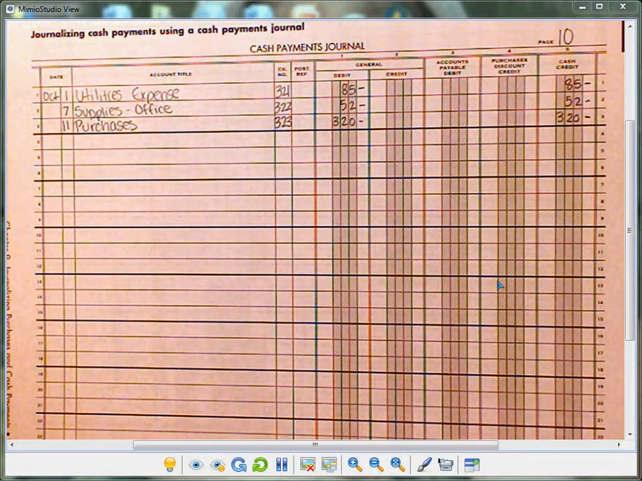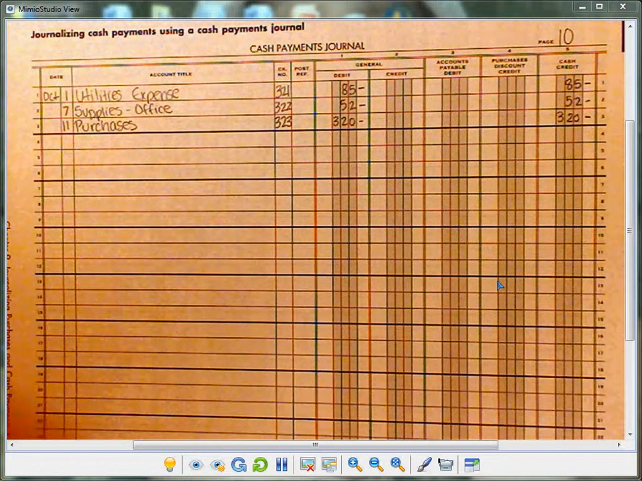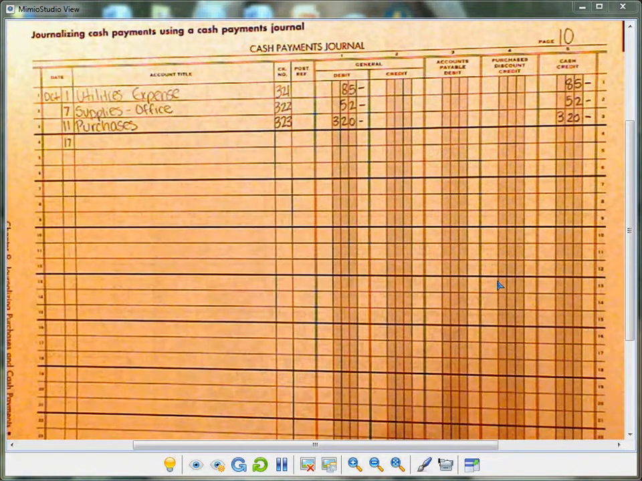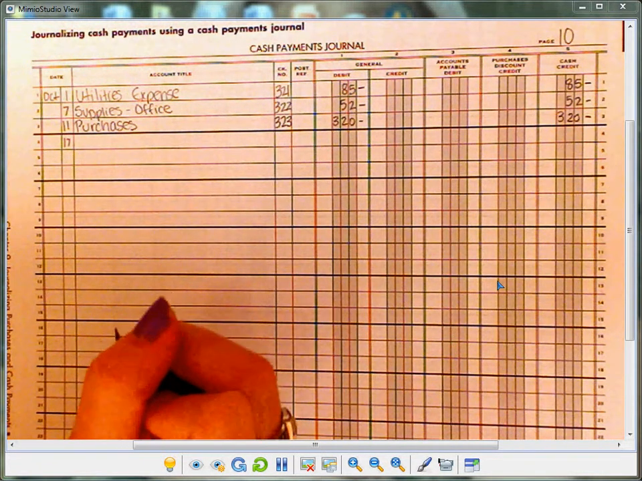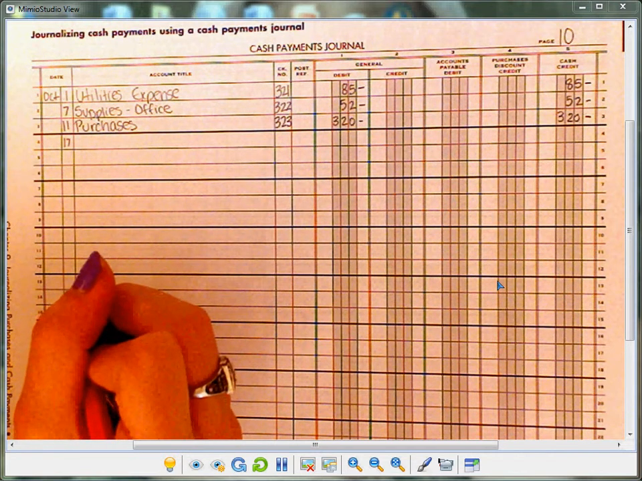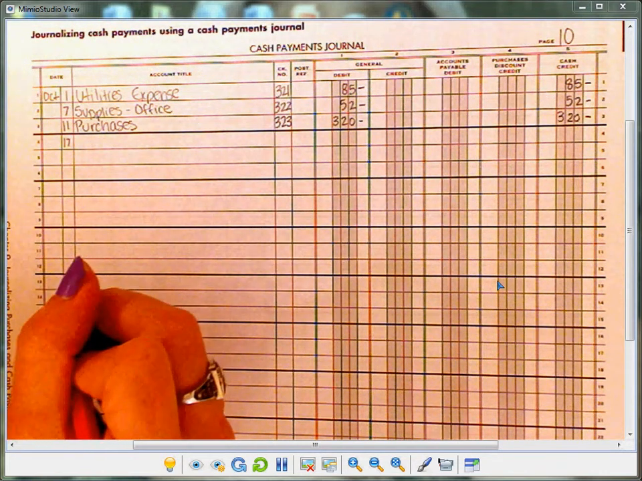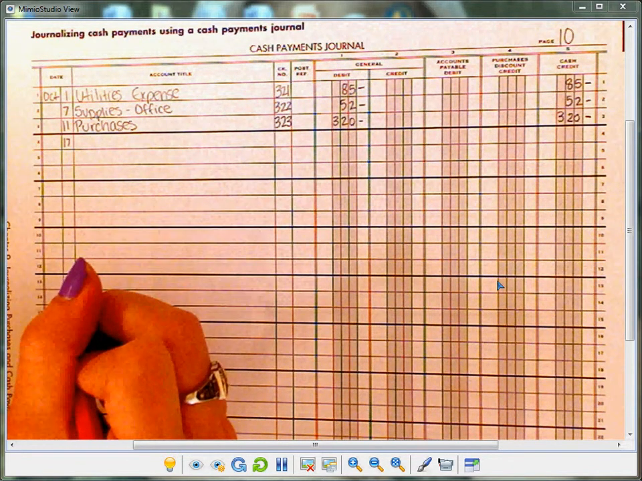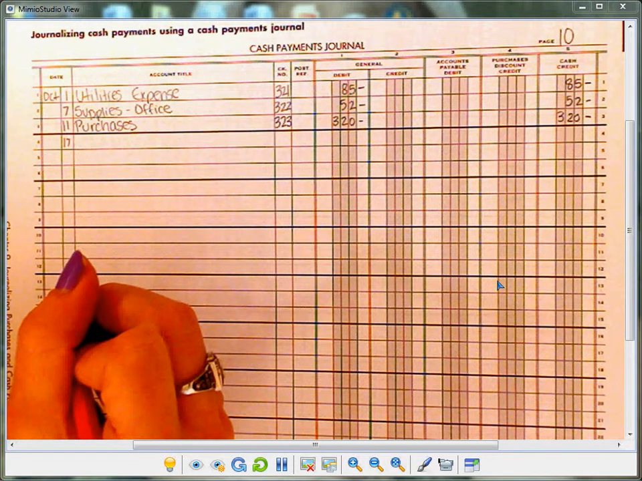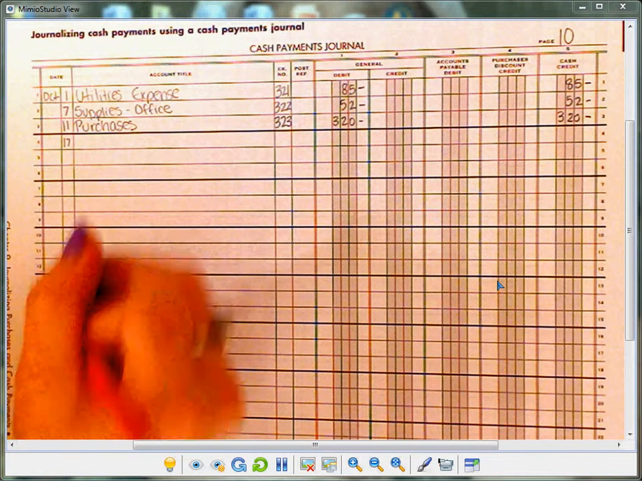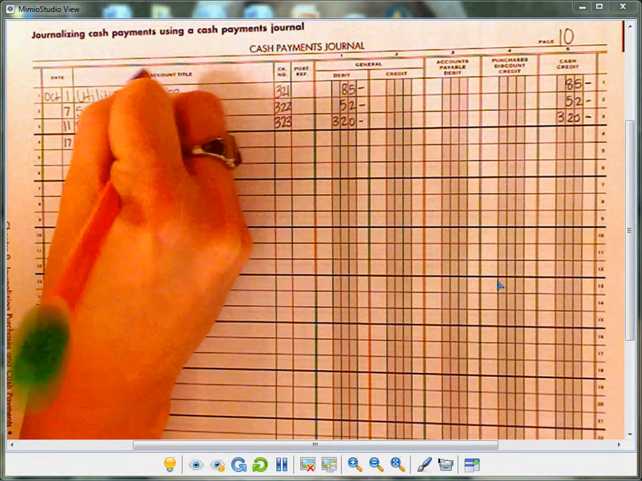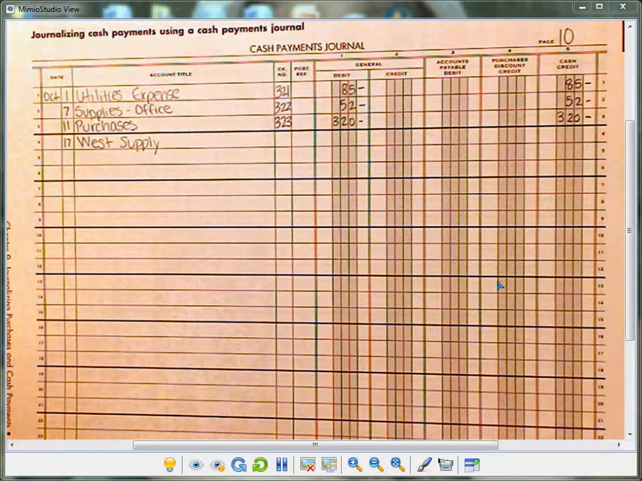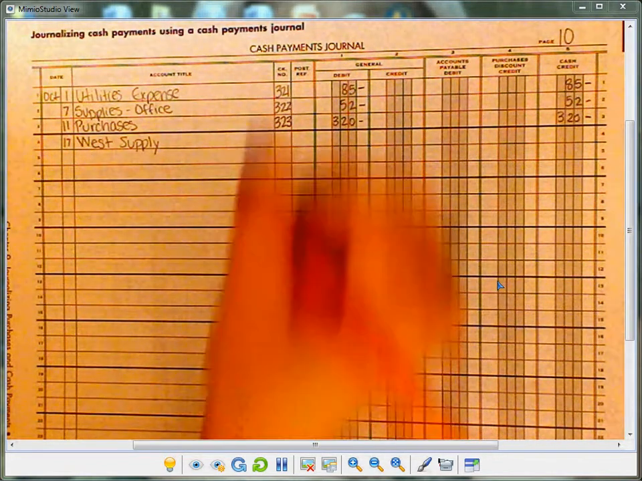Okay, then our next one here, the 17th, we paid cash on account to West Supply, covering purchase number 199 for $3,420 less a 2% discount. So our date's the 17th. Then our account title is probably what? Okay. We don't have to put accounts payable, just like when we did our purchase journal, we can just put the company name, so we'll just put in West Supply. And it's check number 324.